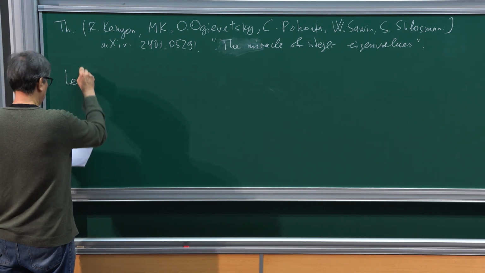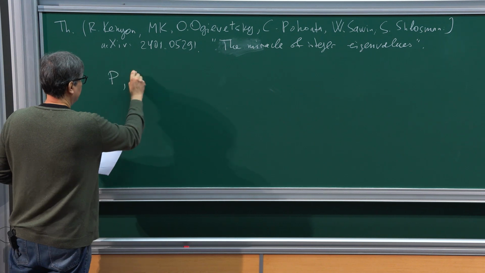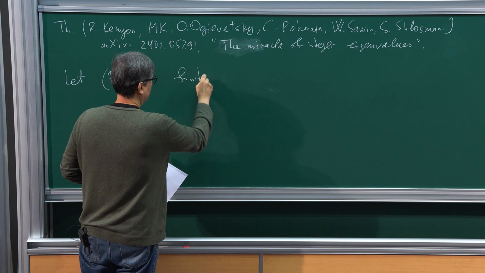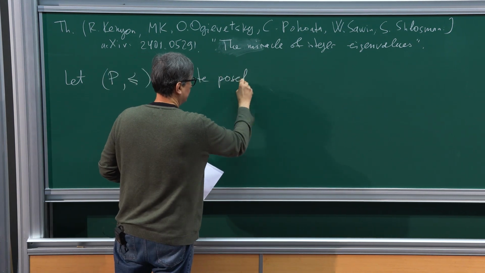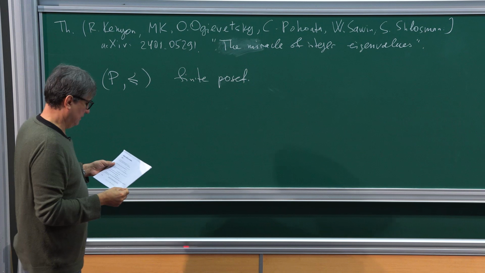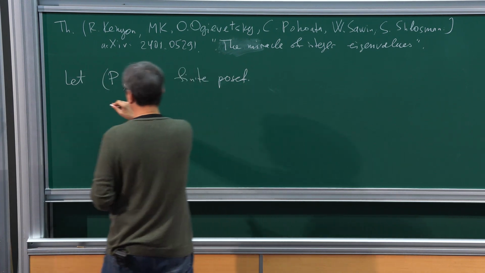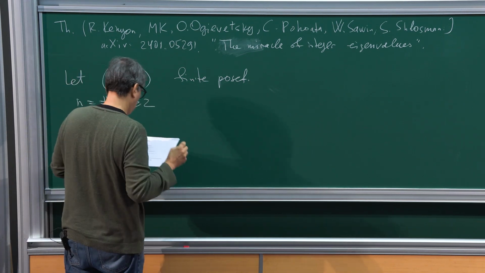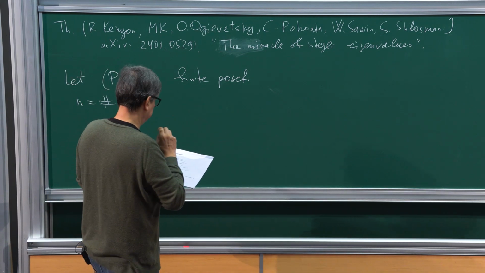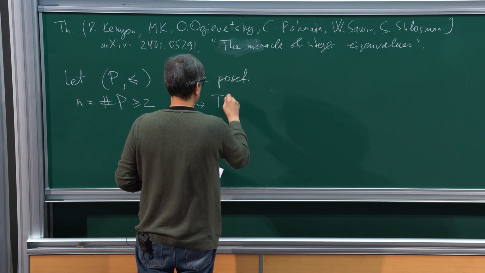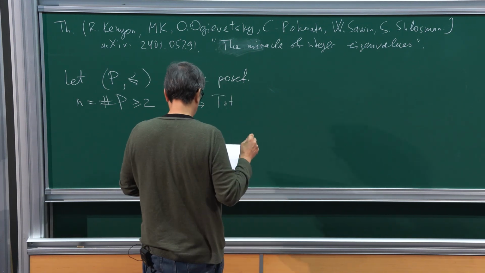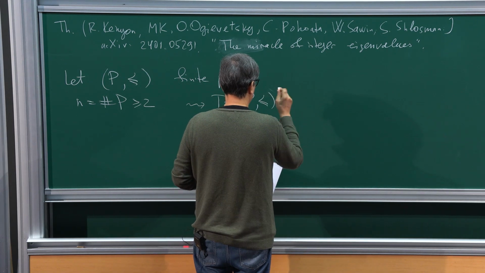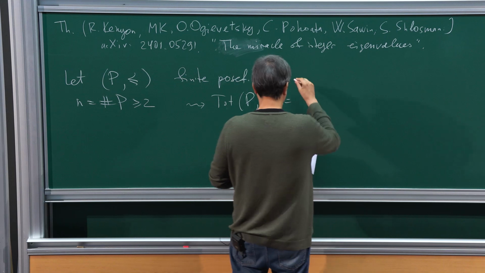This theorem is the following: let P be a finite partially ordered set with n elements, and assume that n is at least 2. Then we have the set of total orderings. Define the set of total orderings.